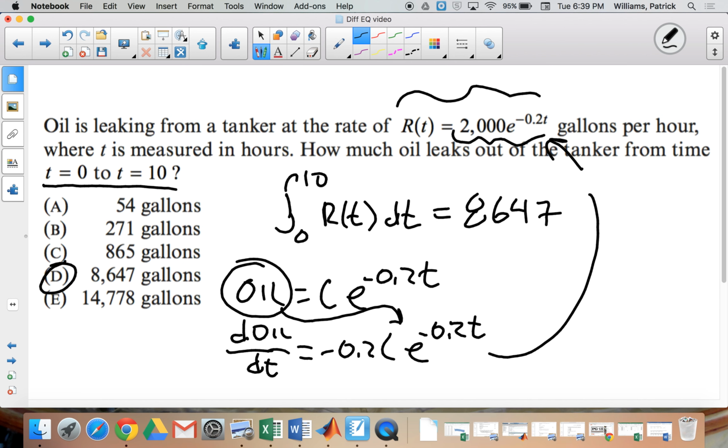Okay, well that ends up being not too hard because we know that if dO/dt is going to be r of t, that function they gave us, we know that 0.2 times C must be 2,000. So that tells us that C is negative 10,000, okay? That's the initial amount of oil.